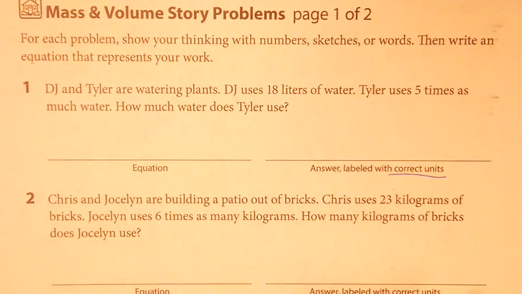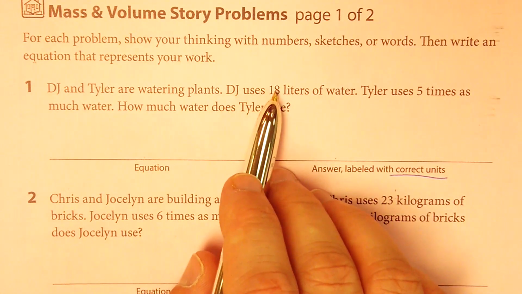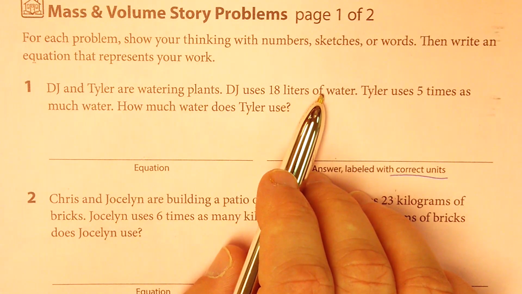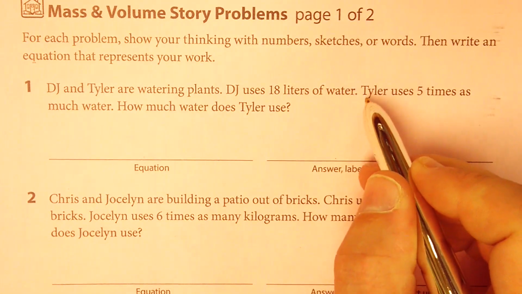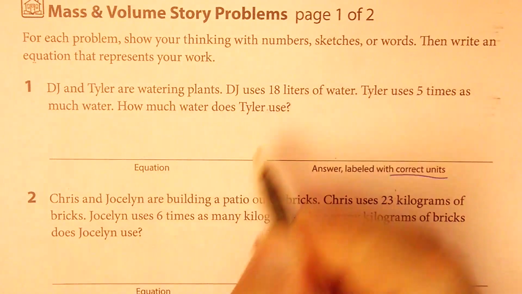DJ and Tyler are watering plants. If you don't do that, they die. DJ uses 18 liters of water. He must have a jungle because that is a lot of water. Regardless, Tyler uses 5 times as much water. Holy buckets! That's a lot of buckets of water. So, check this out. How much water does Tyler use?